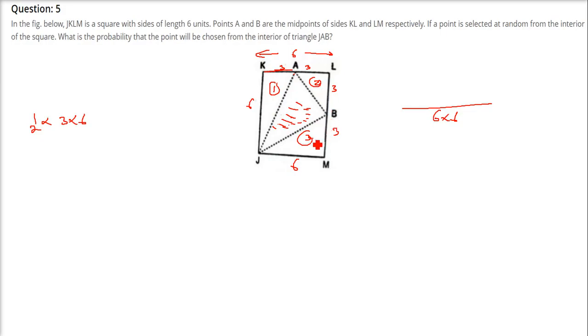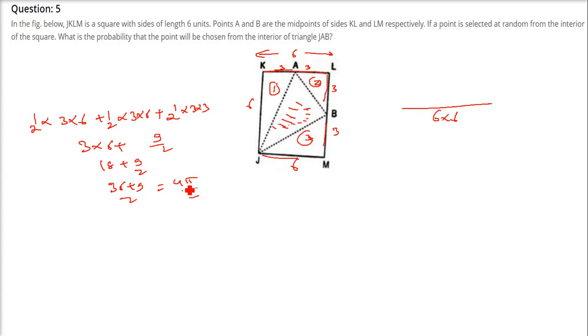How about this third one? Half into base into altitude. So again, half into base into altitude. How about this triangle? 3 and 3. Half into 3 into 3, base into altitude. So this will be half 3 into 6, and another half 3 into 6. So this will be 3 into 6 only, that is 18, plus 3 into 3 by 2, which is 9 by 2. So this will be 36 plus 9 by 2. This is 45 by 2.